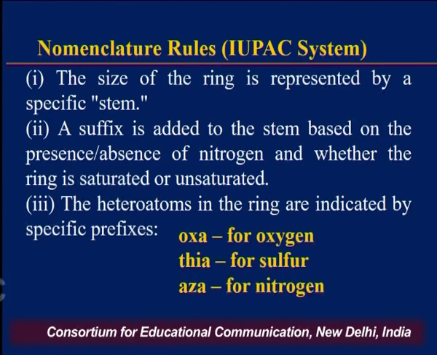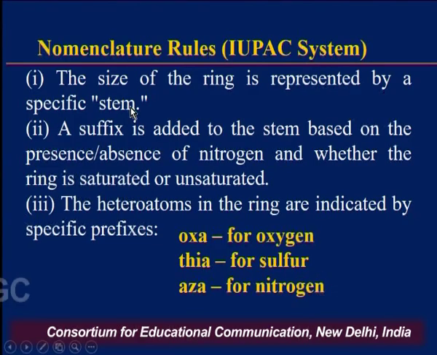Further, we are going to discuss the nomenclature rules for the naming of heterocyclic compounds. For the naming of heterocyclic compounds, we have to follow some specific rules. The first rule for the nomenclature of heterocyclic compounds is that the size of the ring is represented by a specific stem.